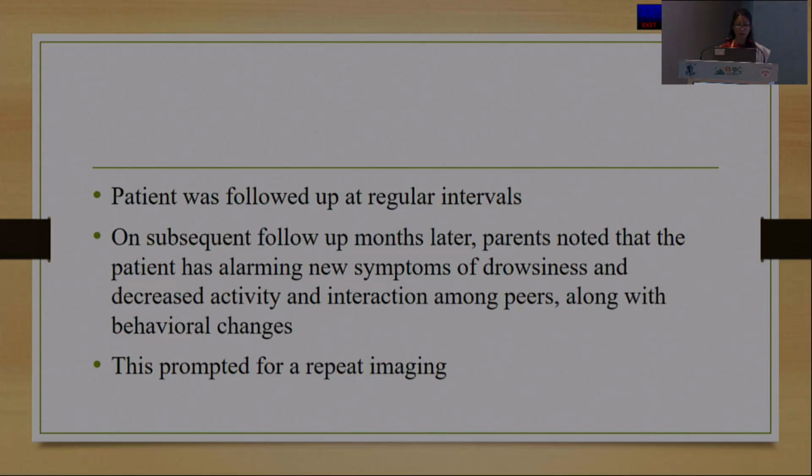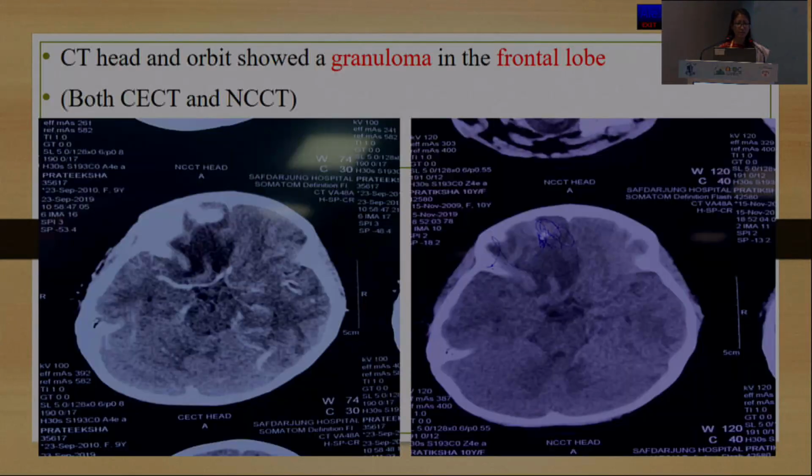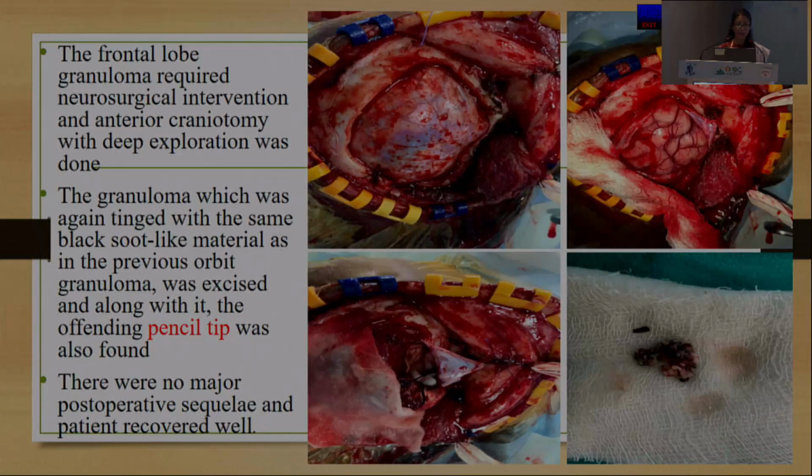This prompted repeat imaging. CT of the head and orbit showed a granuloma, on both contrast-enhanced and non-contrast CT, in the frontal lobe. The frontal lobe granuloma required neurosurgical intervention, and an anterior craniotomy with deep exploration was done. The granuloma, which was again tinged with the same black soot-like material as in the previous orbital granuloma, was excised, and along with it the offending pencil tip was found. There were no major postoperative sequelae and the patient recovered well.